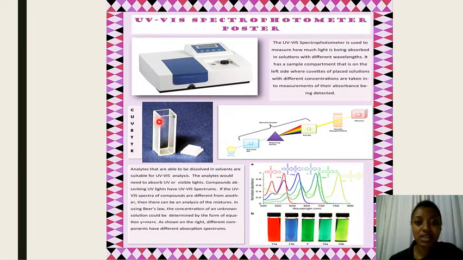A cuvette usually has a width of 1 centimeter by 1 centimeter, and two opposite sides have a frosted appearance, while the other opposite sides are clear. The cuvettes are to be handled carefully because they are expensive, and also to avoid scratches or fingerprints on them. Scratches and fingerprints can disperse the light away from the detector, or stop the light from being absorbed in the cuvette or in the solution.